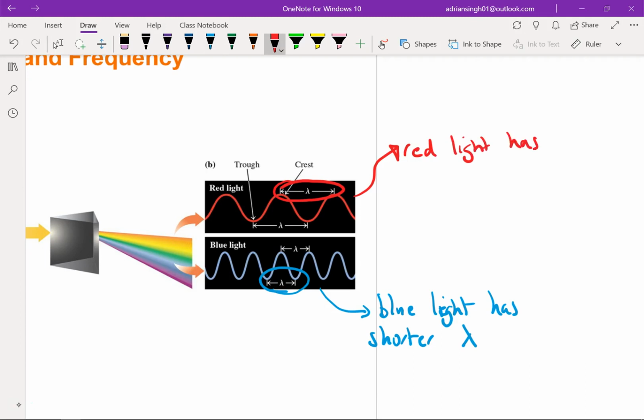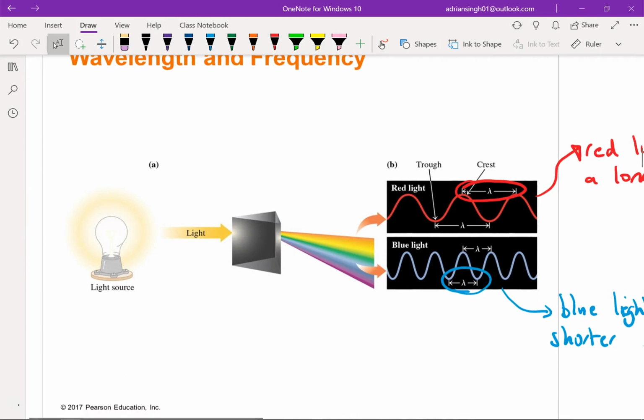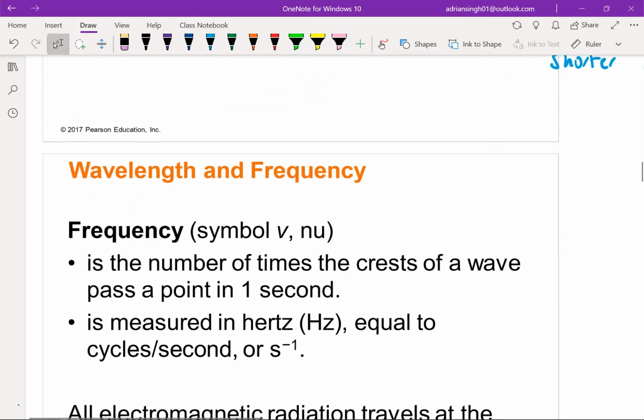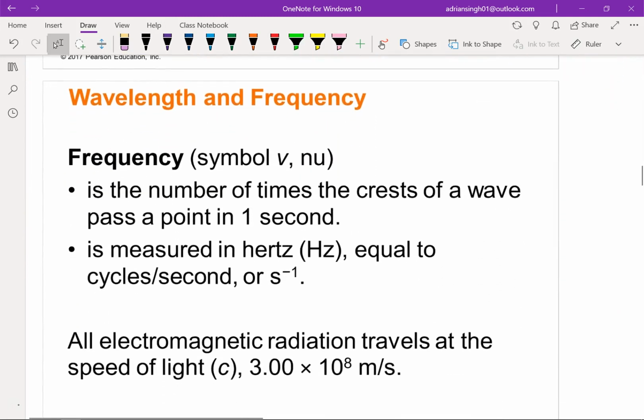So red light has a longer wavelength, or lambda. And we're going to see some other comparisons as we go further. The other characteristic of a wave, in addition to its wavelength, is something known as its frequency.